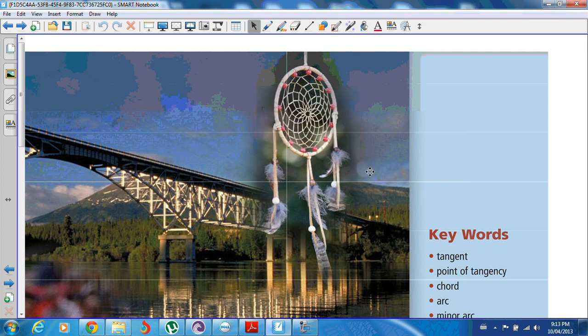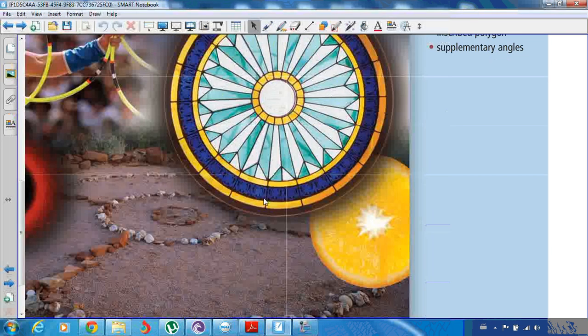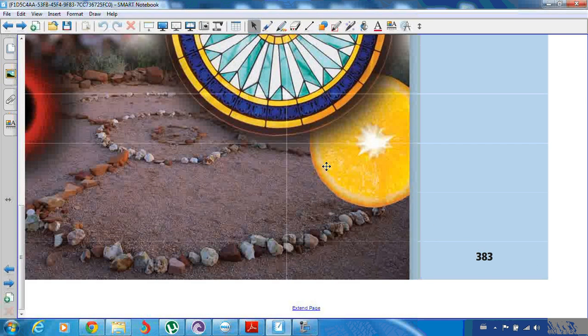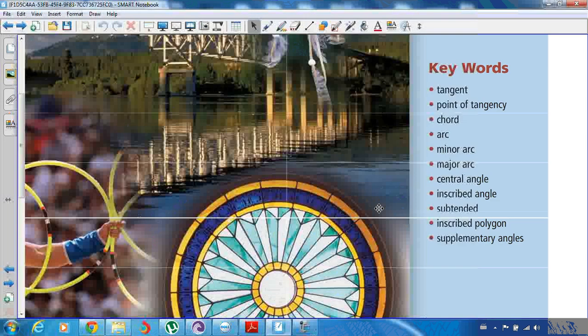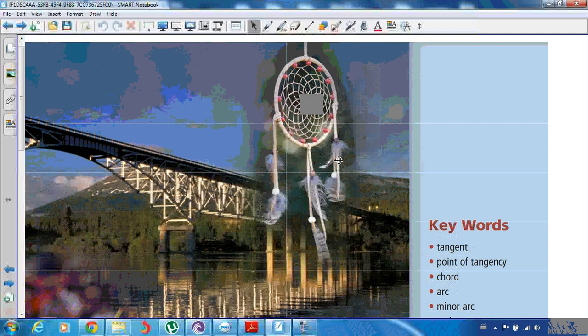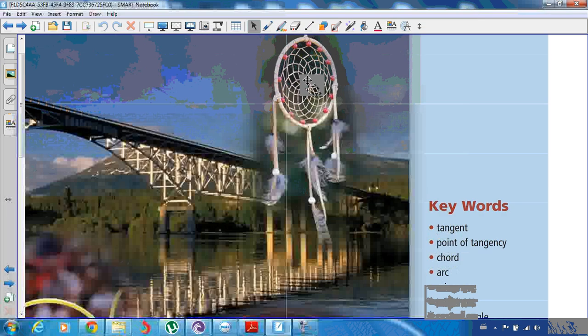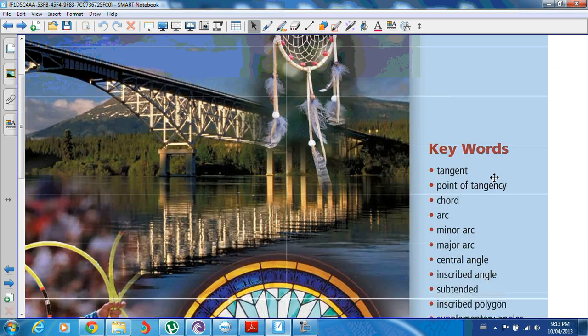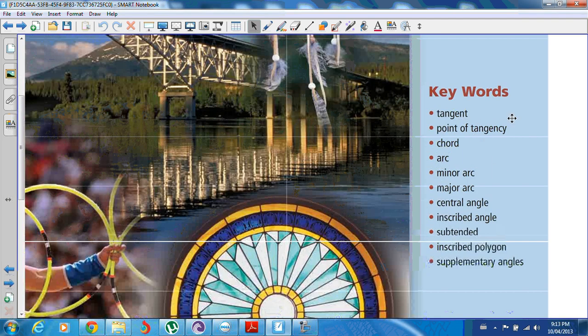This section is found in your textbook on page 383. This whole section deals with circles and things that are in circles, whether it be the radius or any other property that's going across. Some keywords are tangent, point of tangency, chord, arc, minor arc, major arc, central angle, inscribed angle, subtended, inscribed polygon, and supplementary angles.